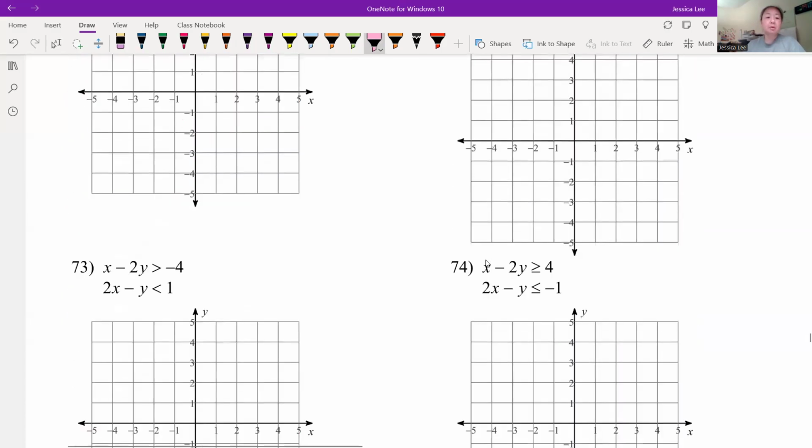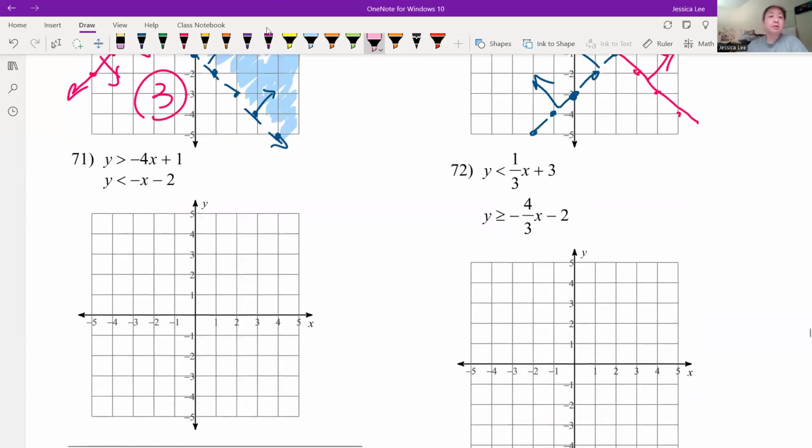All right, number 71. Again, we're going to go up +1 on the y-axis. We're going to go up 4 and to the left because it is a negative slope. And it is going to be a dashed line. And it says y is greater than the line. So do you see how this is above? So this is the y is bigger than.